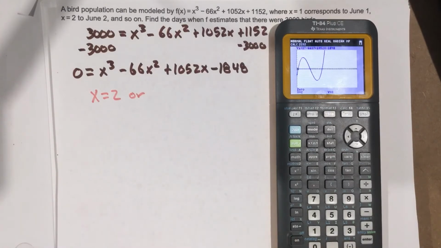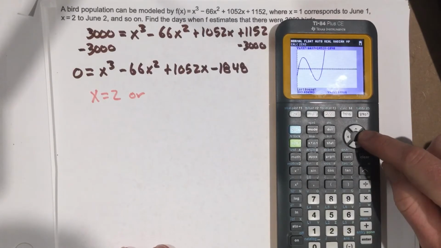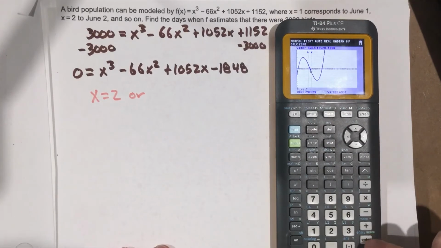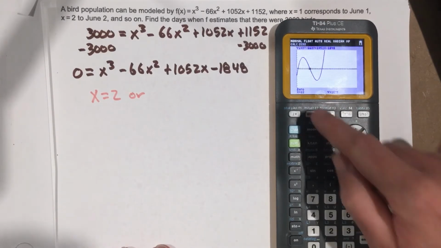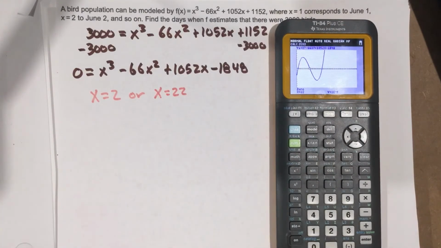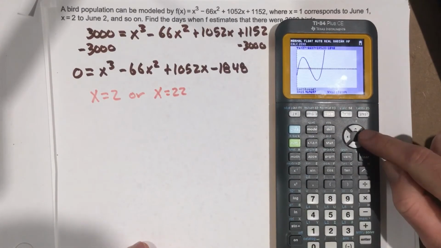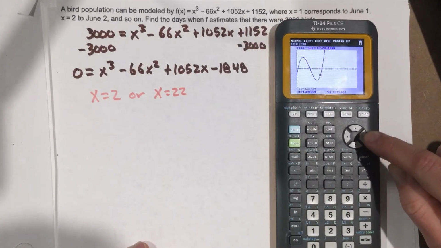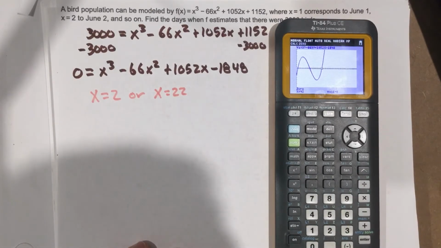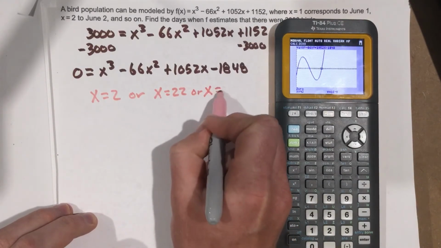Let's go to the other zero. So we're going to do second calc, 0. And we're going to go left bound, right bound, guess it. The zero is 22. So x equals 22. And then we're going to do it again for the third zero. Left bound, right bound, guess. That's 42, or x equals 42.